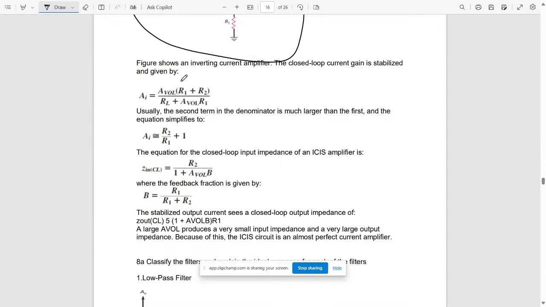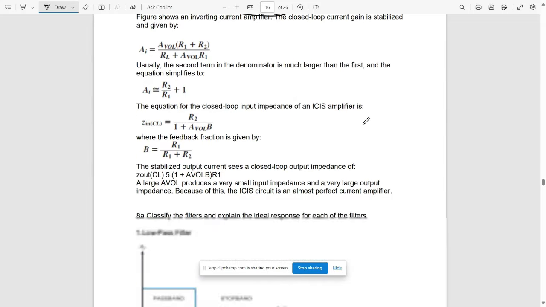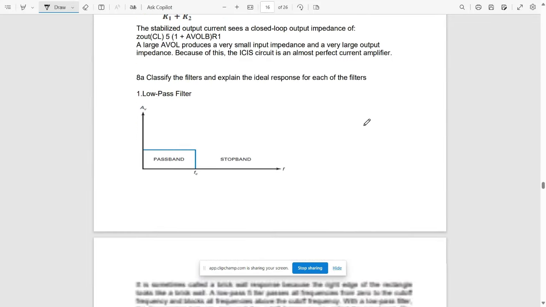After that, write all the necessary expressions. Pause the video and refer to it if you want. Yeah, so that's all. So now we have the 8A question, that is we need to classify the filters and explain the ideal response for each of the filters.